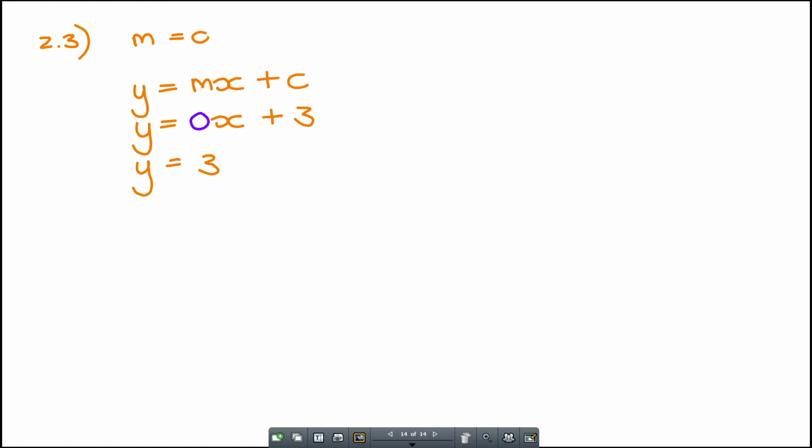Wie verstaan nie lekker hier nie? So onthou, horizontale lyne, horizontal lines, se gradiënt is altyd 0.